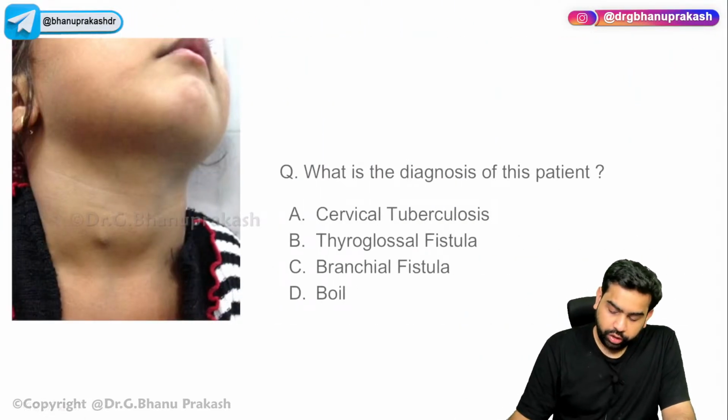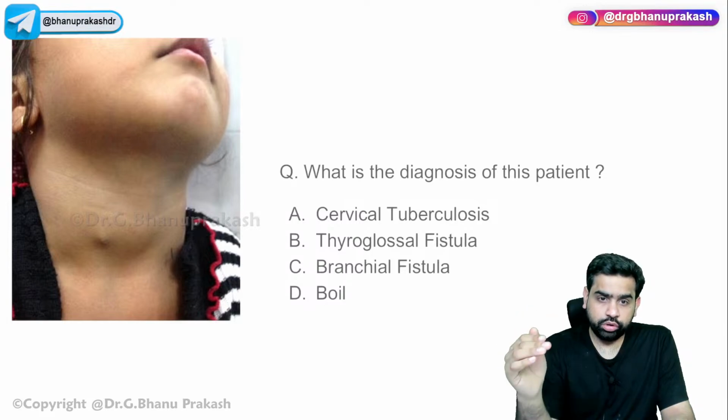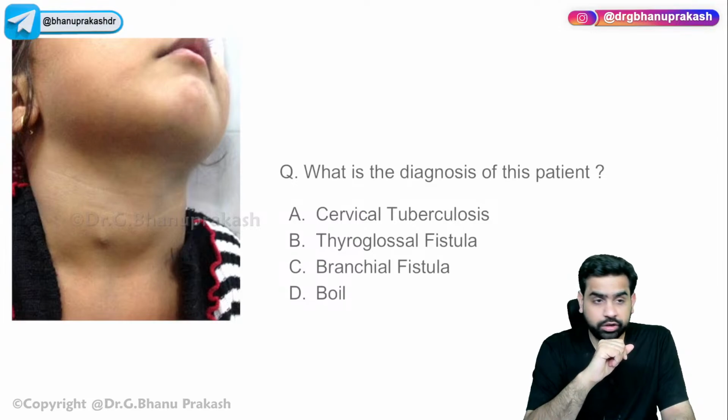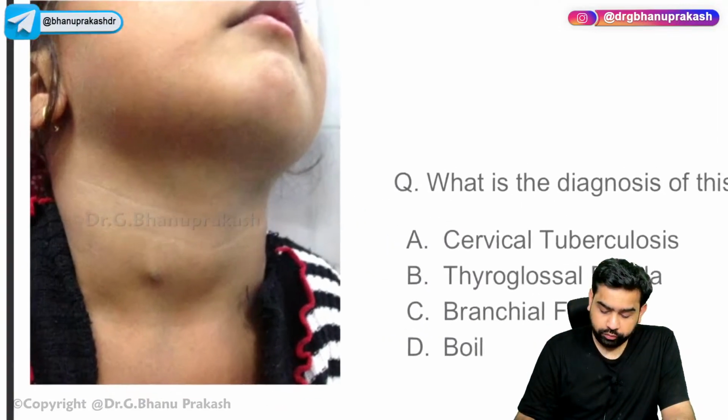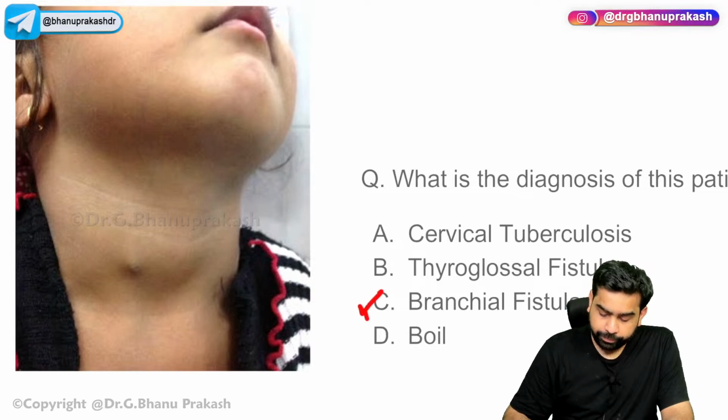Okay, right. Now, what is the diagnosis of this particular patient? Cervical tuberculosis, thyroglossal fistula, branchial fistula, or boil? Okay, so what is the diagnosis over here? Think about it, and then answer. So I'll just zoom in. What is the answer over here? So please try to understand. Yes, somebody has given the right answer. Okay, so Kumar gave you the right answer. So the answer over here is a branchial fistula, guys.